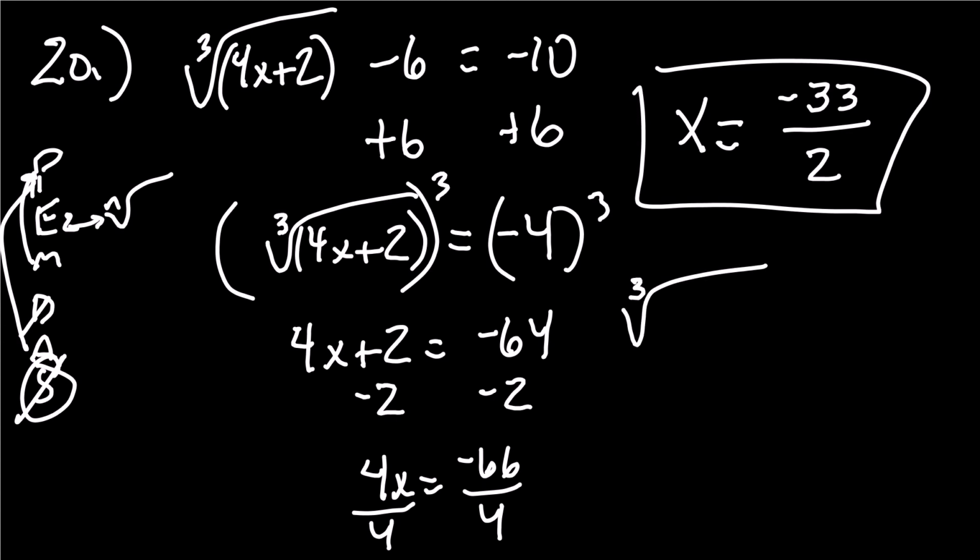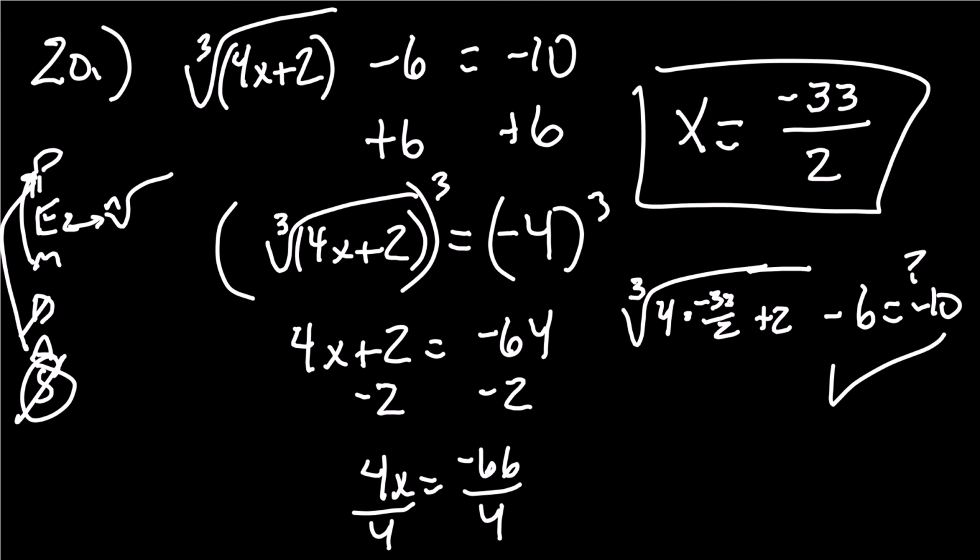I say the cube root of 4 times negative 33 over 2 plus 2, close the bar. All right, so close the parentheses if you're plugging in your calculator. Minus 6, does that equal negative 10? It works. And that's it for 20.